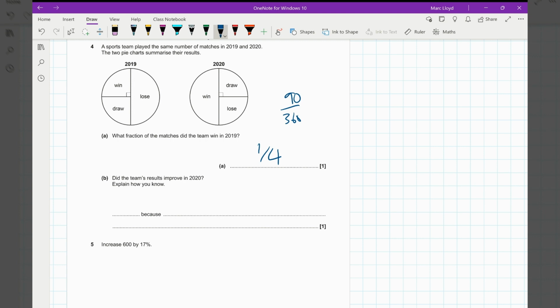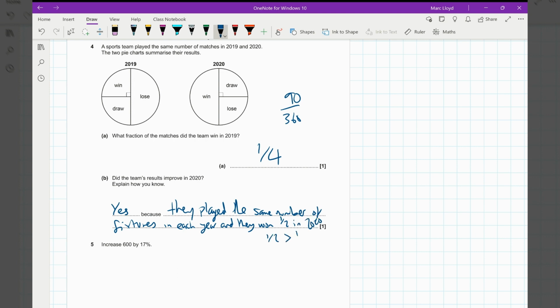Did the team's results improve in 2020? Explain how you know. Well, yes, they did, because they played the same number of fixtures in each year, and they won a half in 2020. And a half is greater than a quarter.